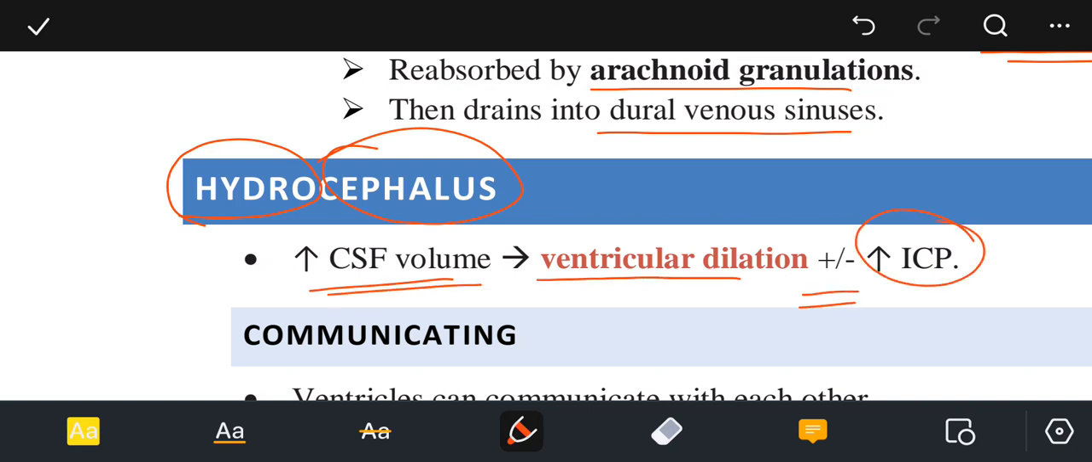This is very important. There are certain situations in which, although the CSF volume is increasing, that is not causing an increase in the intracranial pressure. For example, normal pressure hydrocephalus. In normal pressure hydrocephalus, there is chronic accumulation of CSF in the brain. When the chronicity comes into play, it leads to ventricular dilation to such an extent that there will be no increase in the intracranial pressure, although the CSF volume has been increasing. We'll see that later on.